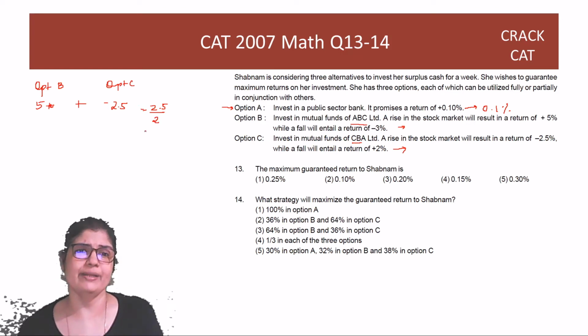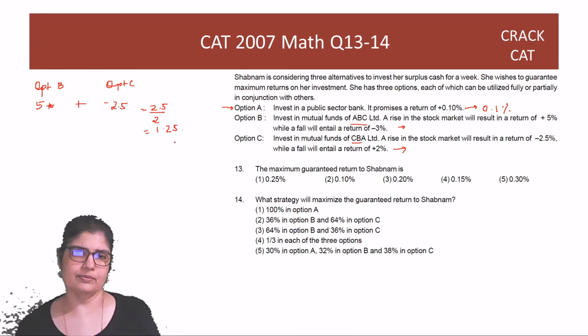So you'll divide this by 2, guys, because we have put 100 here, 100 here, right? So on 200 you have got 2.5, so it's a 1.25 return. Okay, which is positive, it's not bad news.